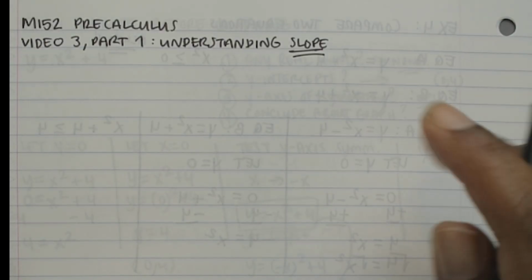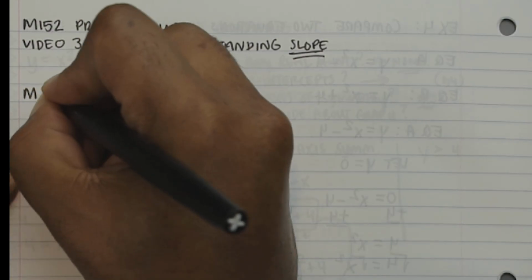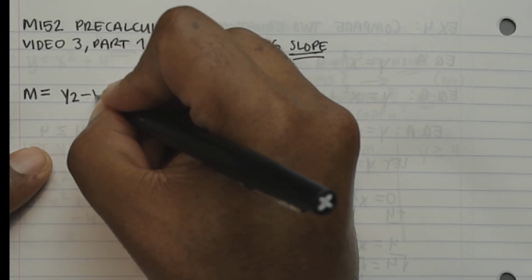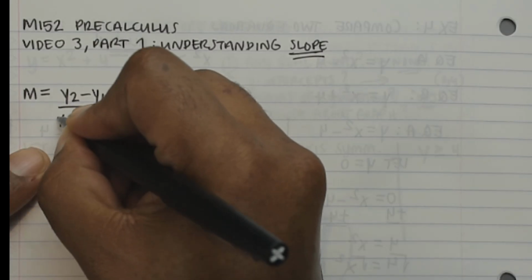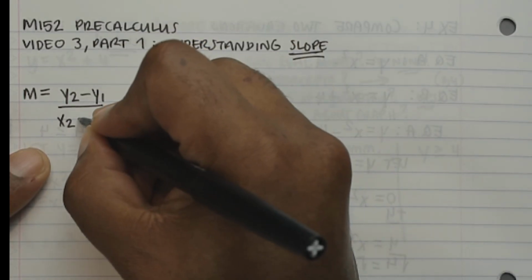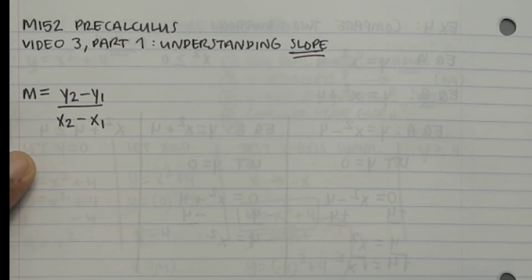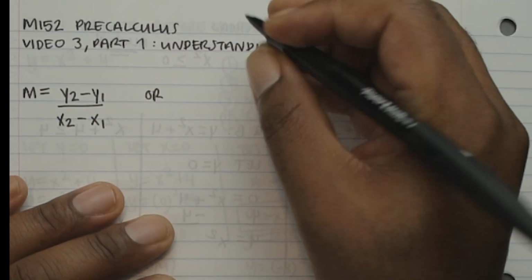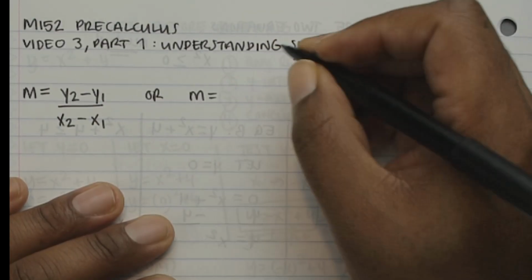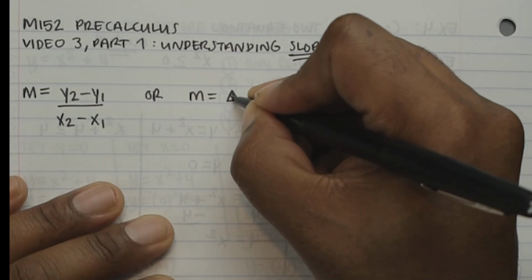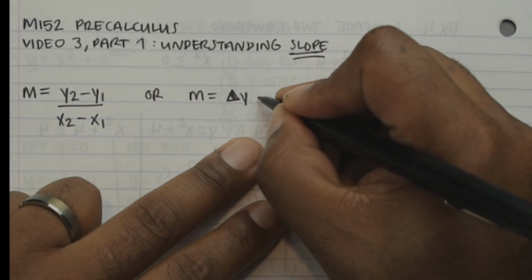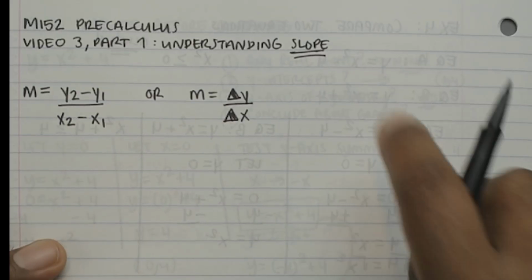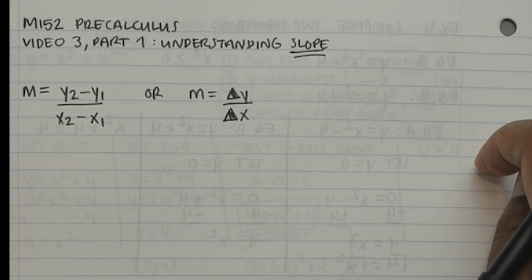So let's begin with the basic formula. The basic formula for slope is m equals y sub 2 minus y sub 1 divided by x sub 2 minus x sub 1. Or another way of looking at this is m equals delta y divided by delta x, okay? Or the change in y divided by the change in x.